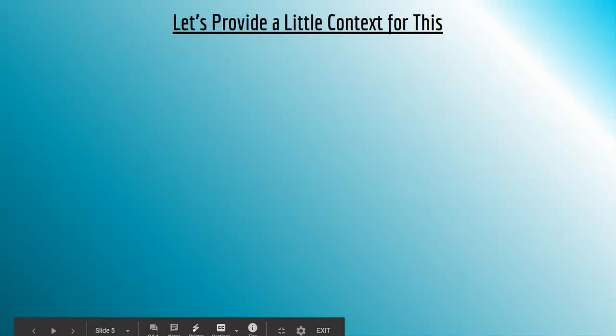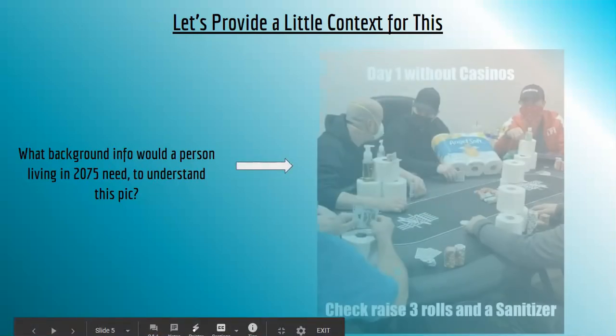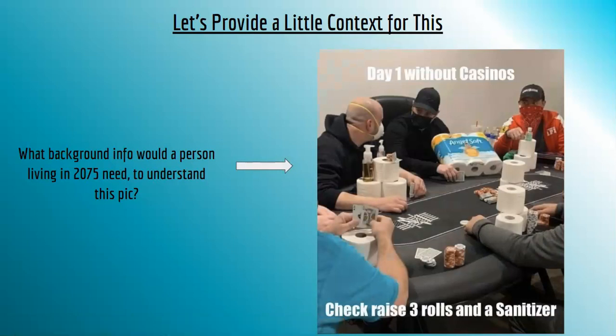So let's take a look at an example, a modern day example. What background information would a person who was living in 2075, so not now, but 75 years from now, need to understand this picture, right? Day 1 without casinos. Check and raise you 3 rolls and a sanitizer. If a person saw this picture without any background information, without any context, they would be like, what in the world is going on? Why are those people wearing masks? Why are they betting toilet paper and hand sanitizer?